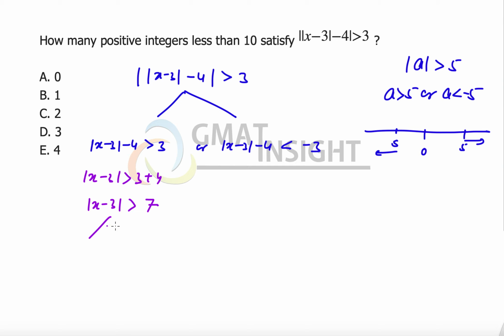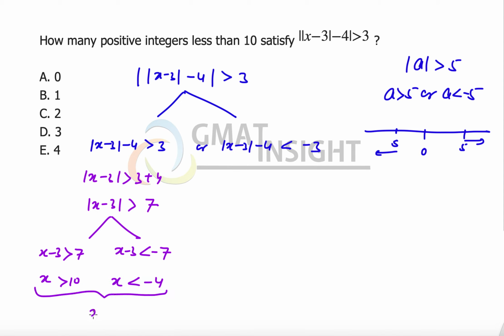This can further be broken up into two parts, which means x − 3 is either greater than 7 or x − 3 is less than negative 7. So this gives us x > 10 and x < −4. That means this part of the inequality tells us that x must be either less than −4 or greater than 10. Now let's see what the other inequality gives us.